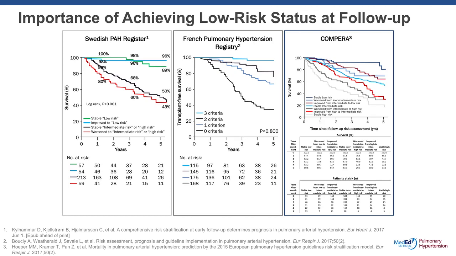And this slide really highlights the importance of achieving the low risk status at follow-up. And let's use the Swedish because it's a little more simple than the COMPERA.